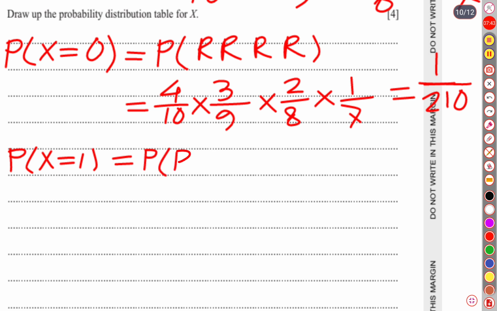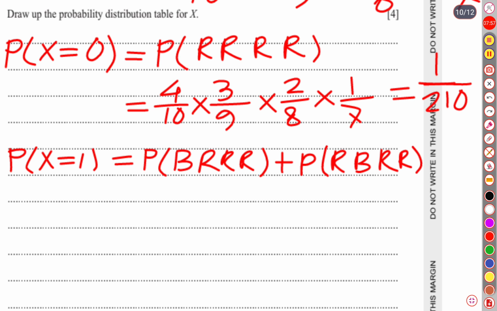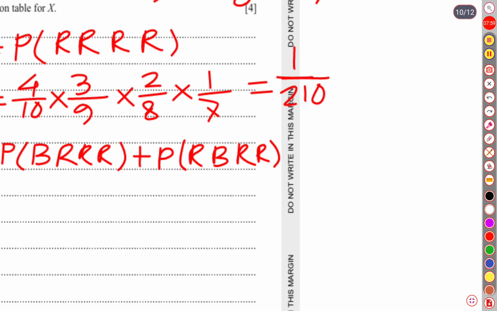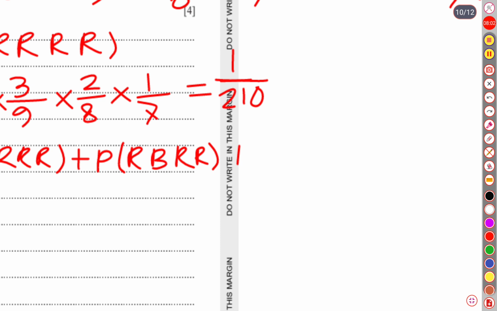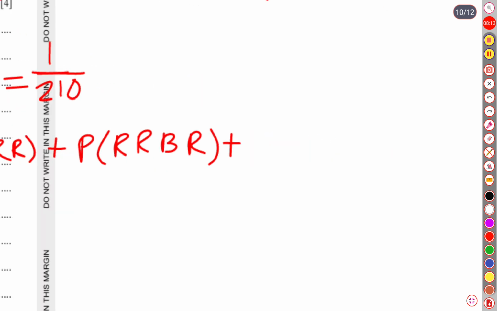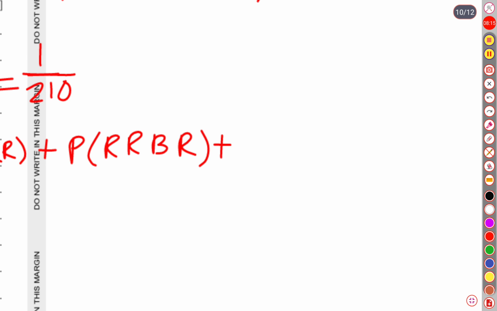First one is blue, rest 3 are red. Or second one is blue, remaining 3 are red. Or there may be the third one is blue, so first two are red, third one is blue, and fourth one is also red. Or there may be final one is blue, first three are red: red, red, red, and final one is blue.